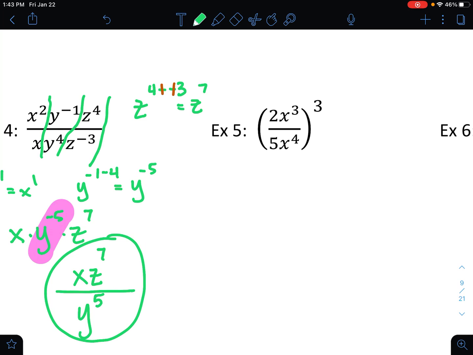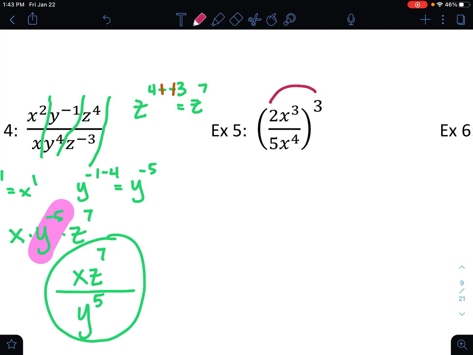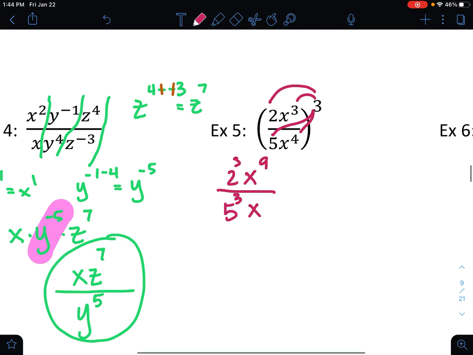Multiple ways to do this. One way is to get the power on the outside into your parentheses. So raise 2 to the 3rd, x to the 3rd, 5 to the 3rd, x to the 3rd. So if I did that, 2 to the 3rd will be x to the 9th. I need to multiply powers. I have to do 5 to the 3rd. And then x to the 4th to the 3rd, multiply powers, we get 12.